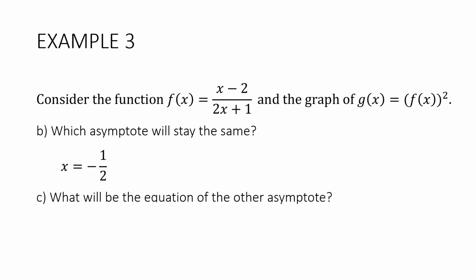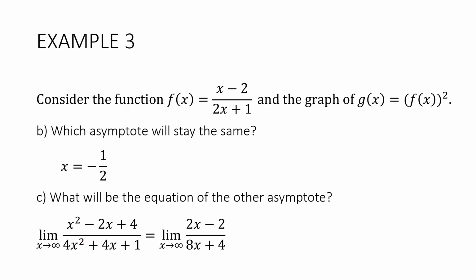What will be the equation of the other asymptote? Now, one way to do this is to find the limit as x approaches infinity of g of x. So I've just squared the top and squared the bottom. We can use L'Hopital's rule here, so differentiate top and bottom, and we'll need to do it again, and it's equal to a quarter.